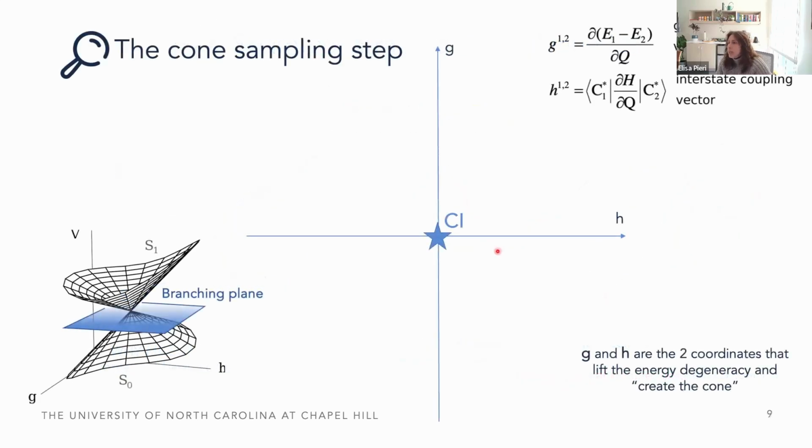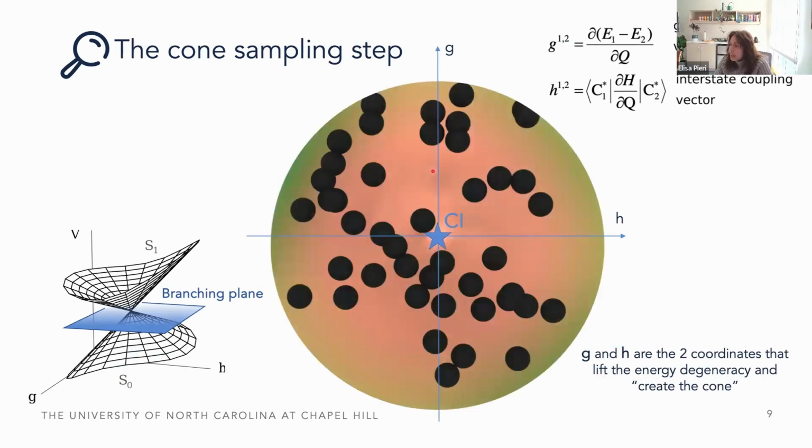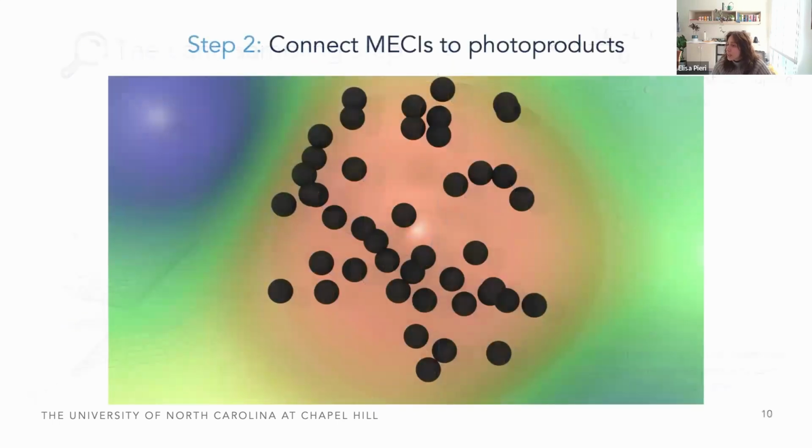The second step in the nonadiabatic nanoreactor is for each of these MECIs, we get the G and H vectors, the gradient difference vector and the intersystem crossing vector. And we use that to build the branching plane. So from this branching plane, we sample some random points that are close to the conical intersection.